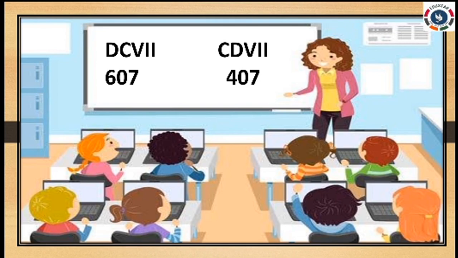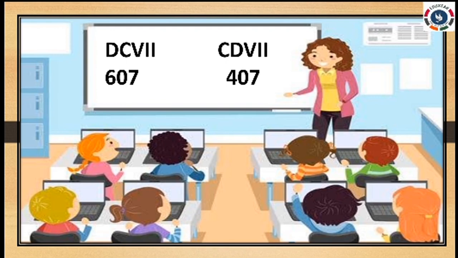On left side, we have DCVII. On right side, we have CDVII. DC means how much now? 500 plus 100, 600. VII, how much? 7. So 607. First, you had to write the Roman numerals, convert into Hindu Arabic numerals. Write the value below the Roman numerals first. And then, easy for you to find which is the greatest.